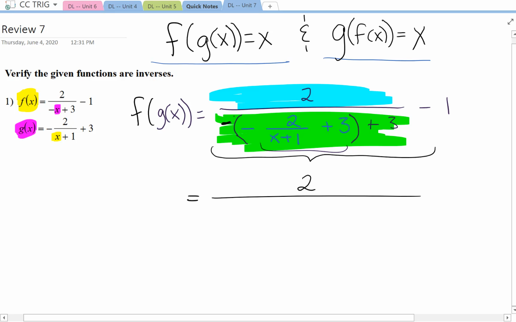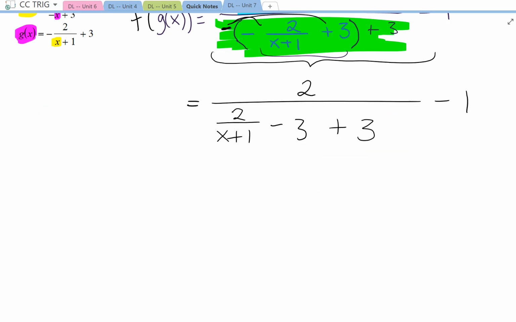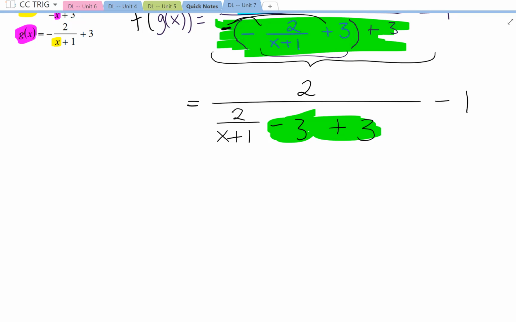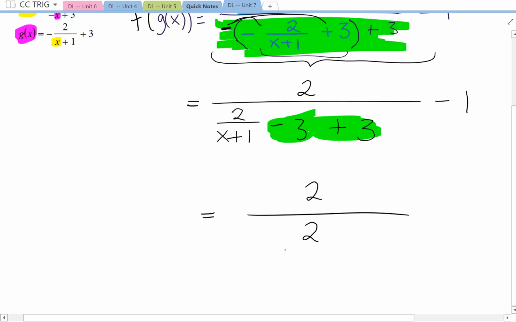First, we're going to distribute this negative. +2 over x plus 1, times negative times a positive is -3, and then you have +3 still in the denominator and a -1 outside of the fraction. Now I can combine like terms, such as -3 and 3 is just 0, which will give me one piece on the top and one piece on the bottom.